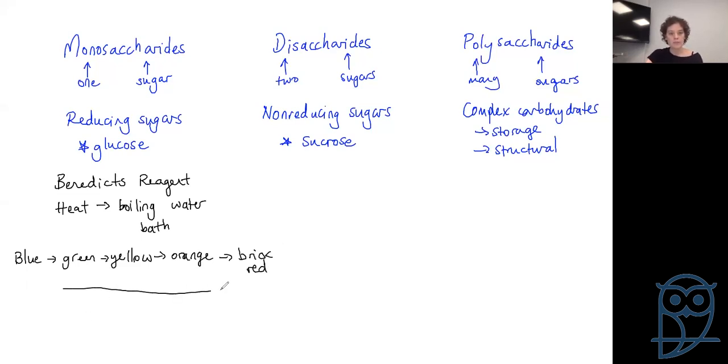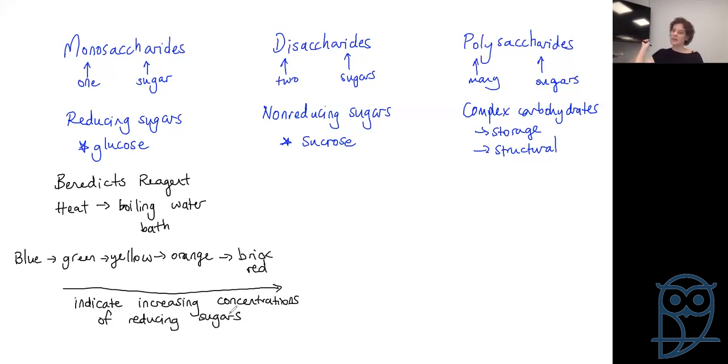So these colors indicate increasing concentrations of reducing sugars. If I'm starting out, I'm going to make a really concentrated, lovely glucose solution, and I'll give it to my students, and it's going to go poof, blue to brick red, and everybody's going to be happy because they see it.